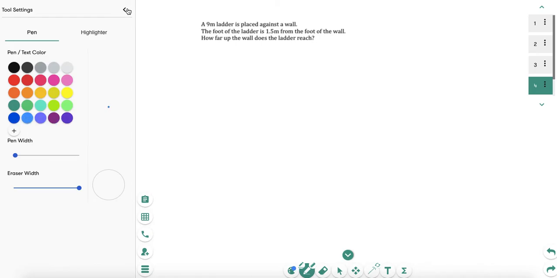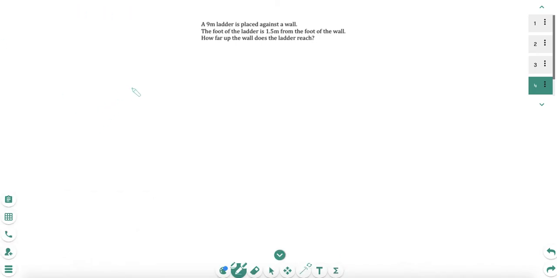All right, let's do the next question together. All right, a word problem. Okay, so this is a pretty common exam question, guys, and let's read through it together. A 9-meter ladder is placed against a wall. The foot of the ladder is 1.5 meters from the foot of the wall. How far up the wall does the ladder reach? In a question like this, I always recommend drawing a diagram, to help us visualize the problem.